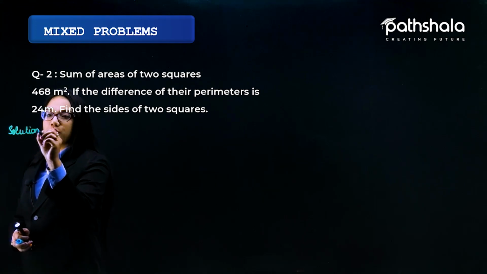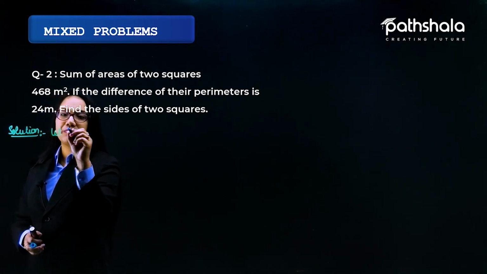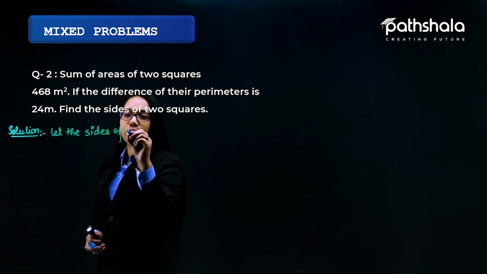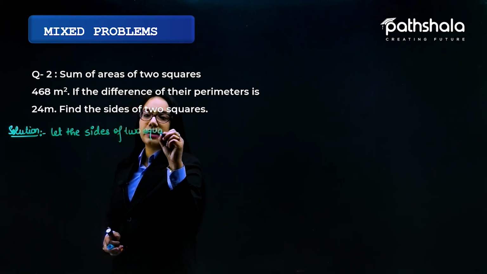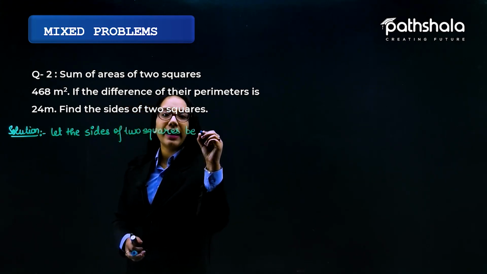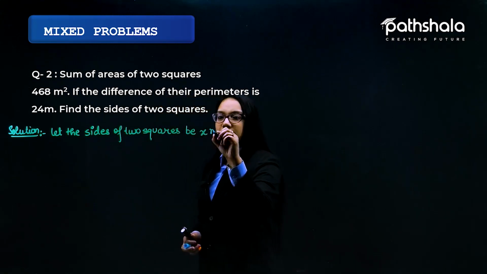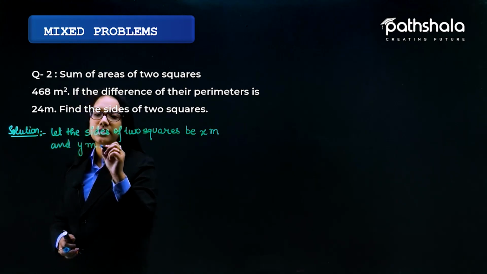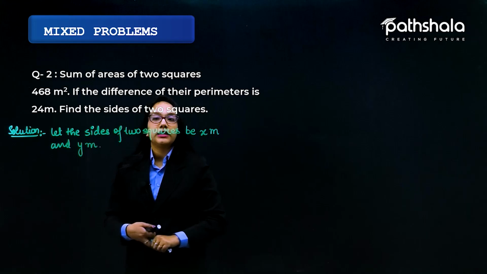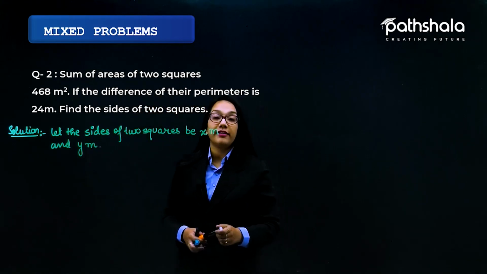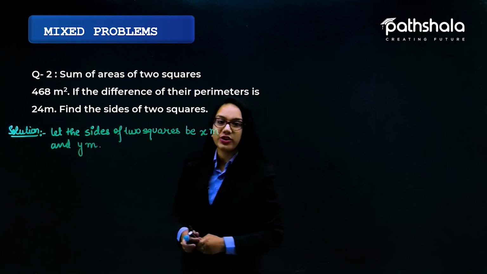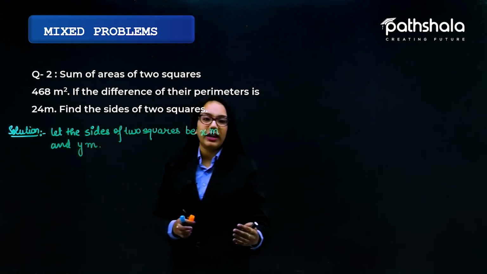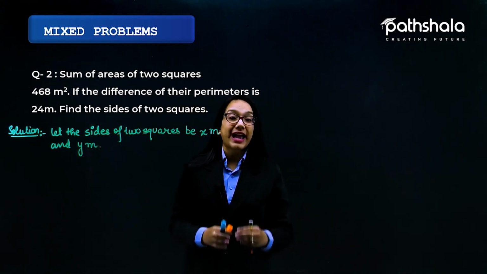Let the sides of the two squares be x meters and y meters. So if we are taking the sides of the two squares as x meters and y meters, then according to the question, it is given that the sum of the areas of the two squares is needed. As we know, the area of a square is nothing but side square.